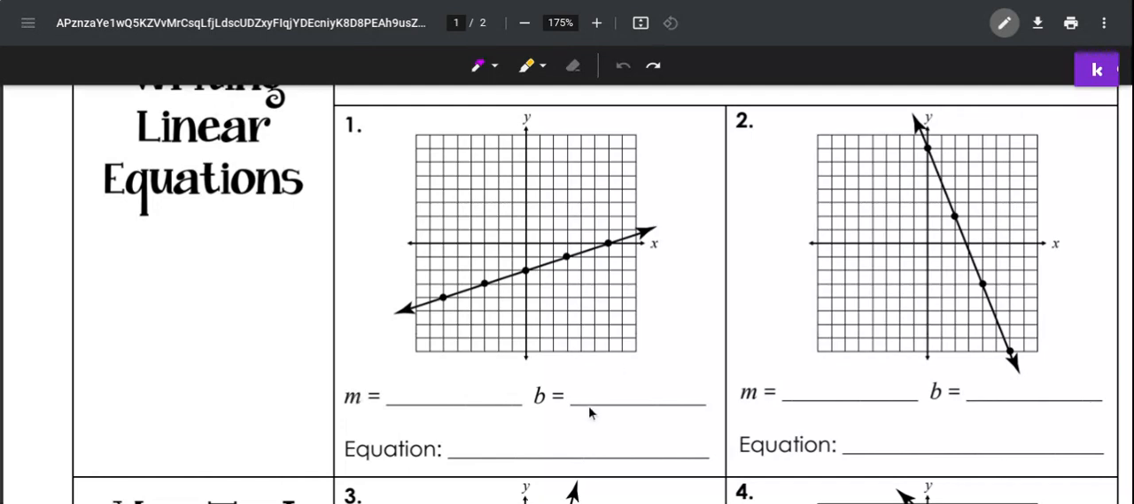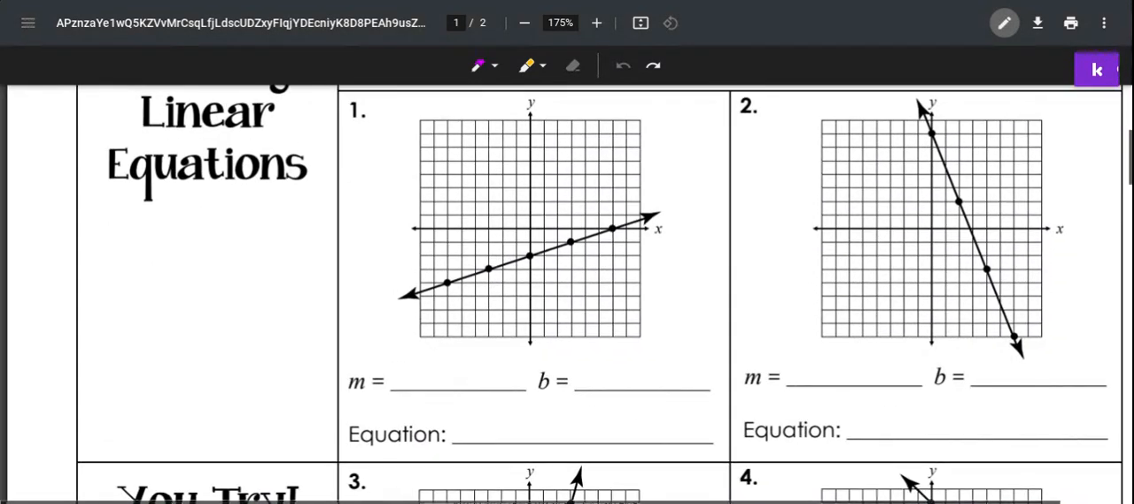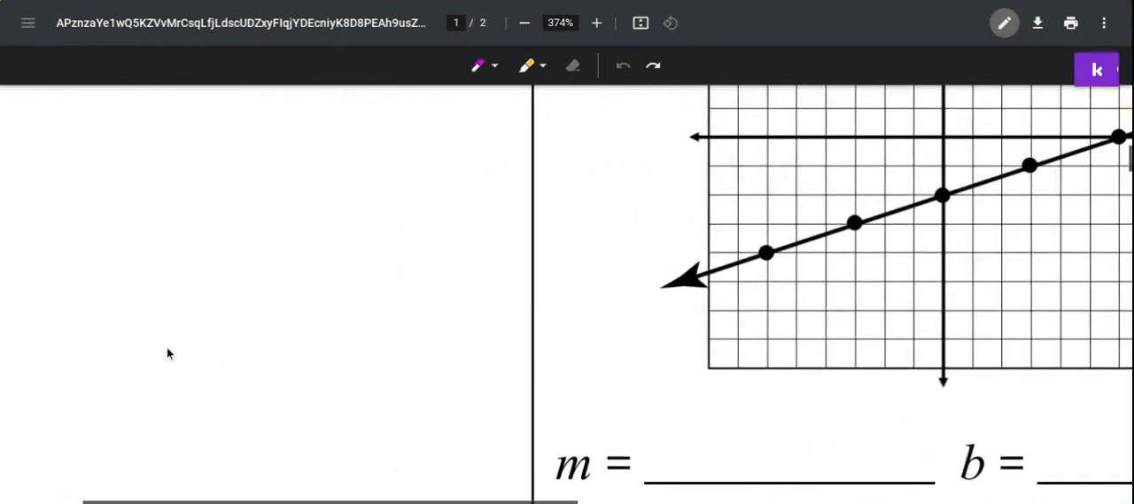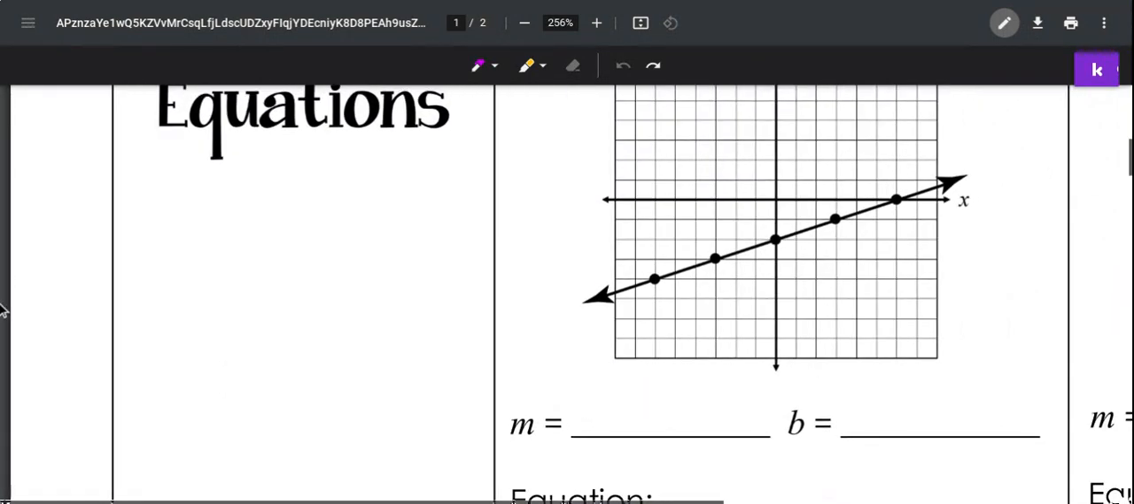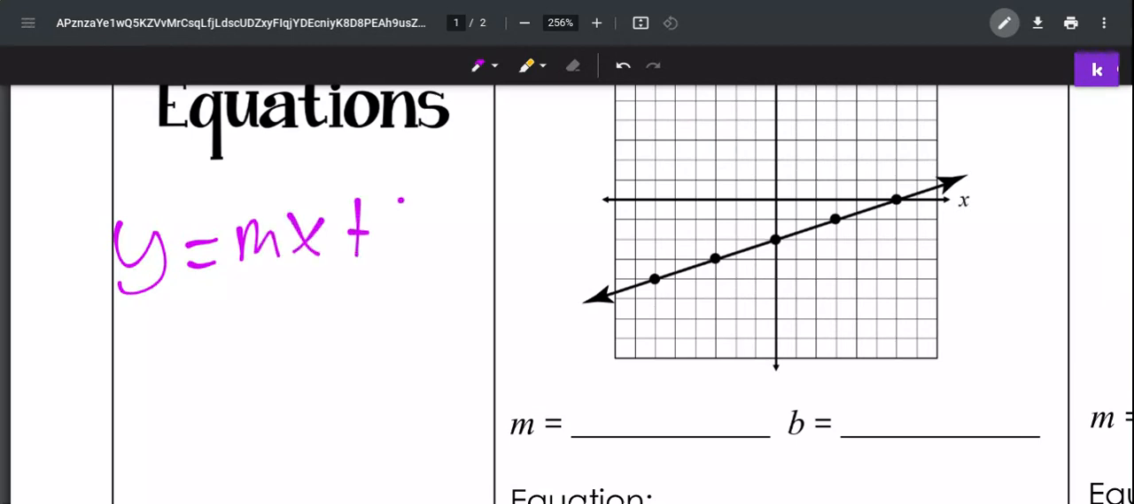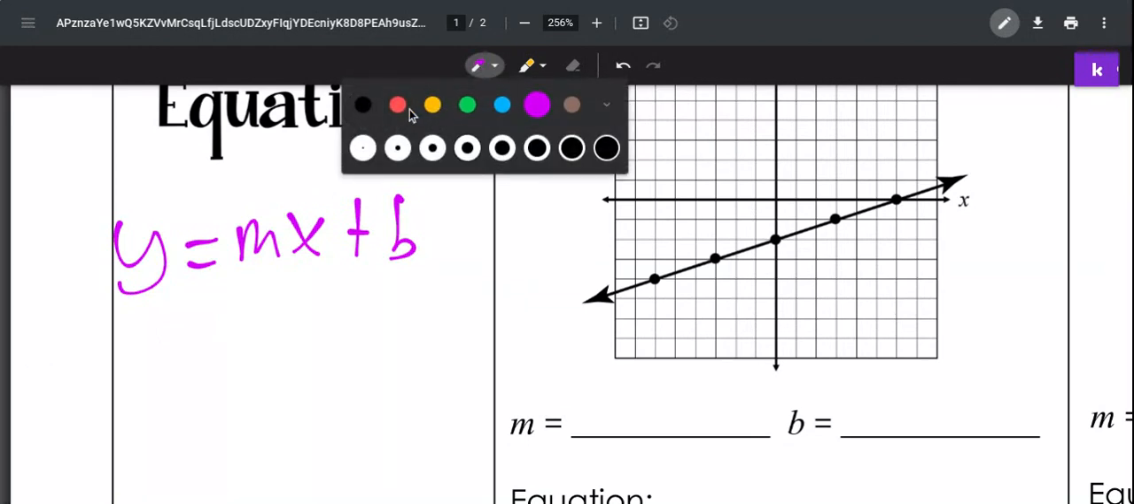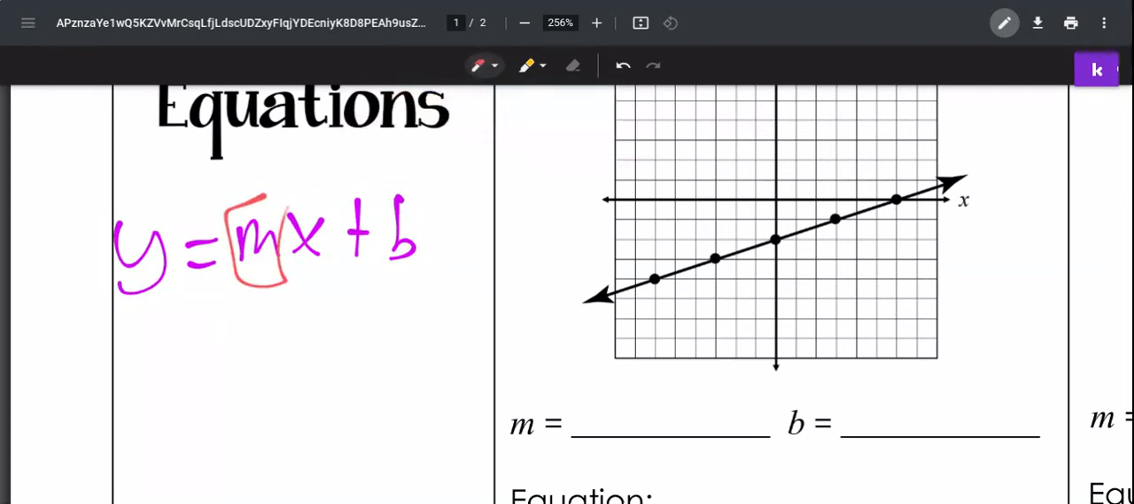If we know m and we know b, then here's what we're going to use. We're going to use the equation of a line, which we'll write down one more time. Y equals mx plus b. All right, so essentially what we're looking for is this. We're looking for the slope, which we will plug in for m. We're looking for the y-intercept, which we'll plug in for this b. And then x and y are just going to stay the same.